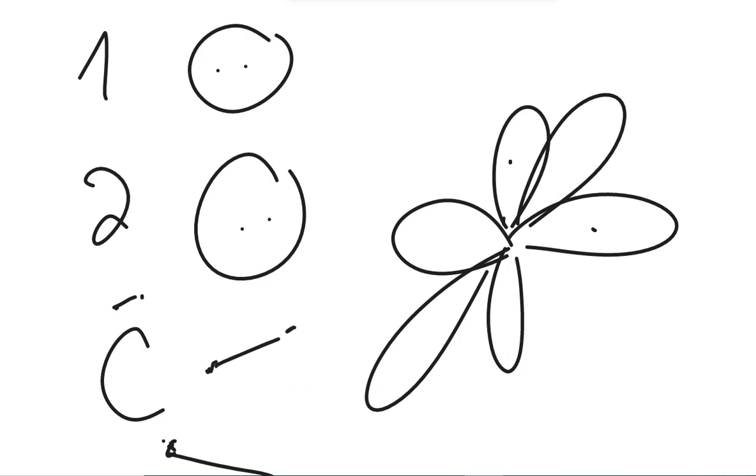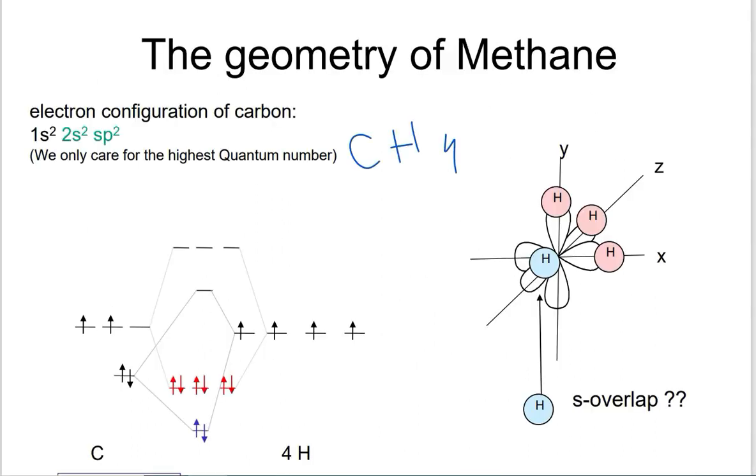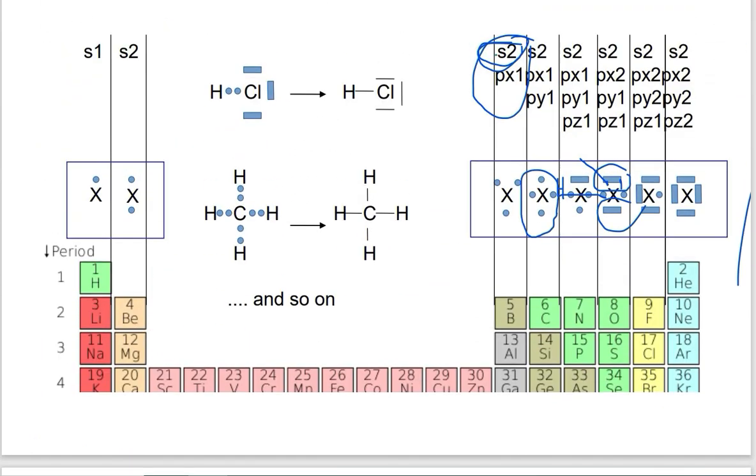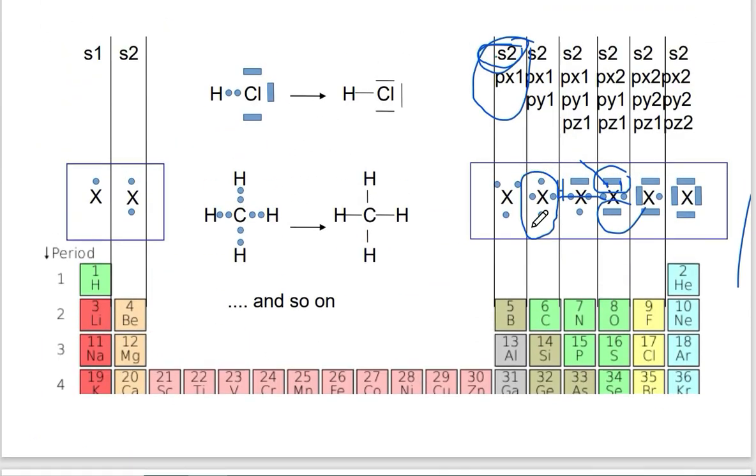So how is that possible? How is carbon bonding with 4? So the methane is CH4, and you saw in the periodic table that the Lewis structure of carbon is written like this.